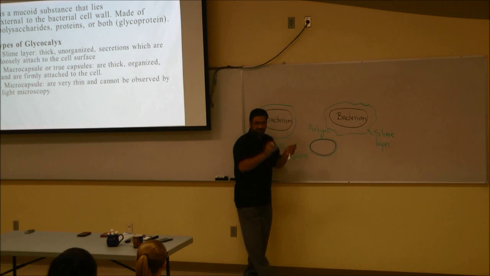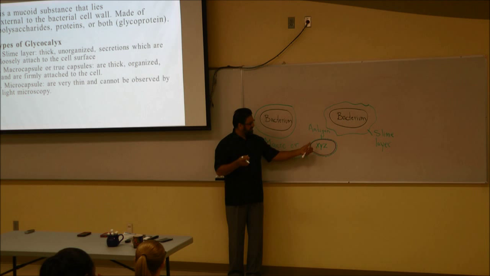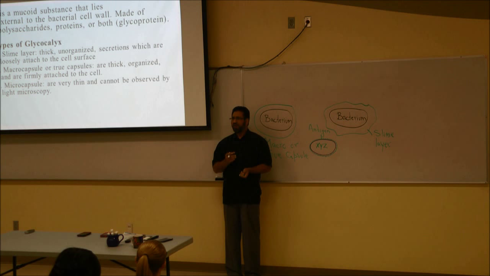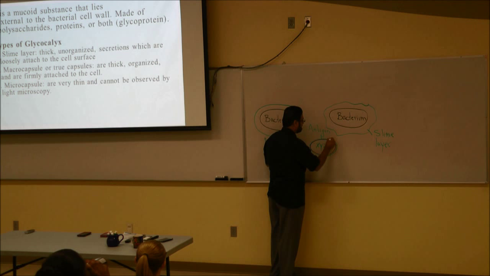So let's say this is a bacterium, XYZ. If you want to find out if this bacterium XYZ has a microcapsule, how can you reveal it's present in the lab? By adding antibodies and seeing. That's it. Put a drop of antibody to it, and if the antigen is there, what will happen to the slide? Agglutination, clumping. You will see clumping.